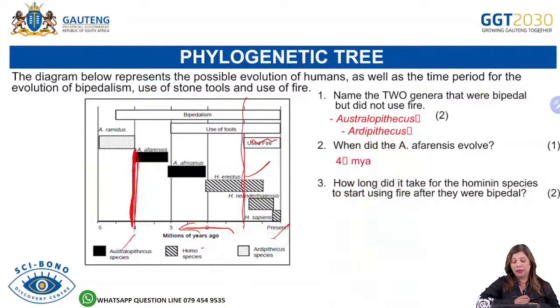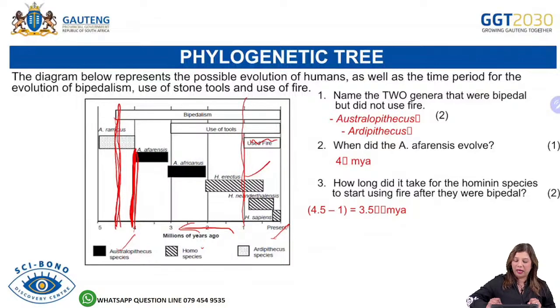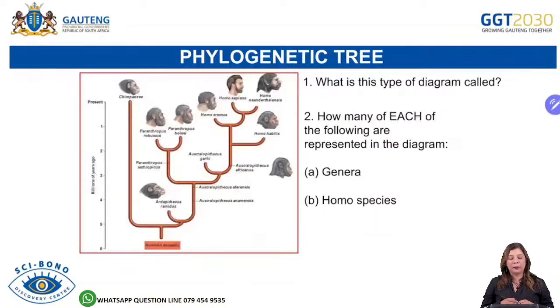How long did it take the hominid species to start using fire after they were bipedal? It will be 4.5. So here they are bipedal. This is where bipedalism started. Okay. Sorry, my line is not straight. That is why you must use a ruler. But there's the 4.5, and we're going to minus before they started using fire. So it will be 4.5 minus the 1, and it's going to be 3.5 million years ago.